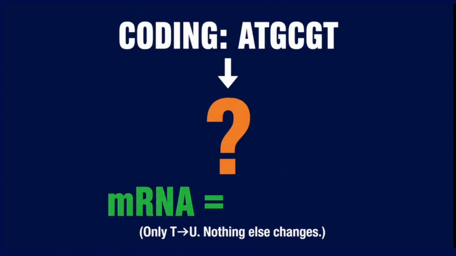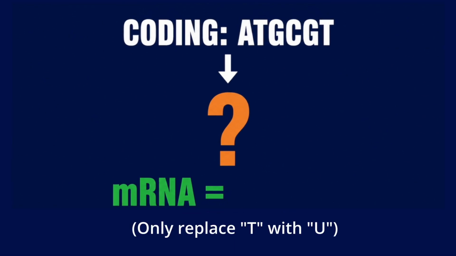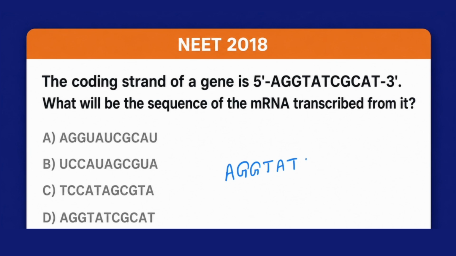Let's take a quick test. Write the sequence of mRNA for given coding strand. So we simply write the same sequence as the coding strand and replace every T with U. And just like that, we get our mRNA. Now back to the original NEET question. So we do the same, write the coding strand and replace T with U. So the correct answer is option A.